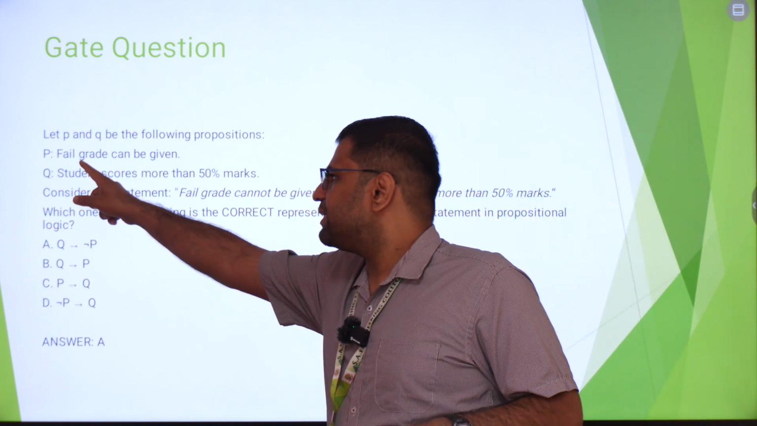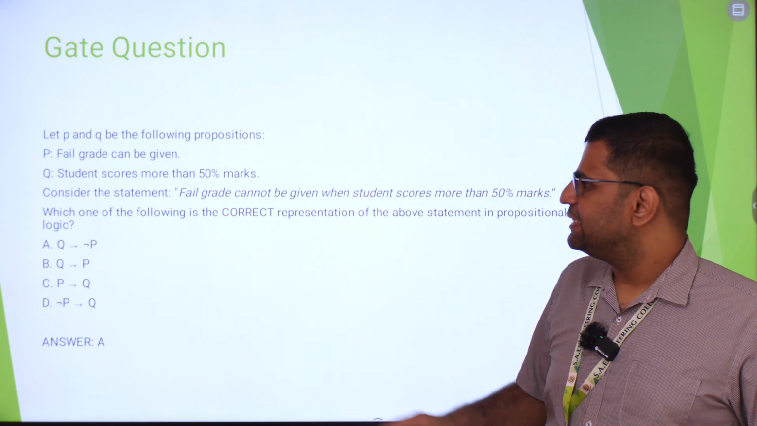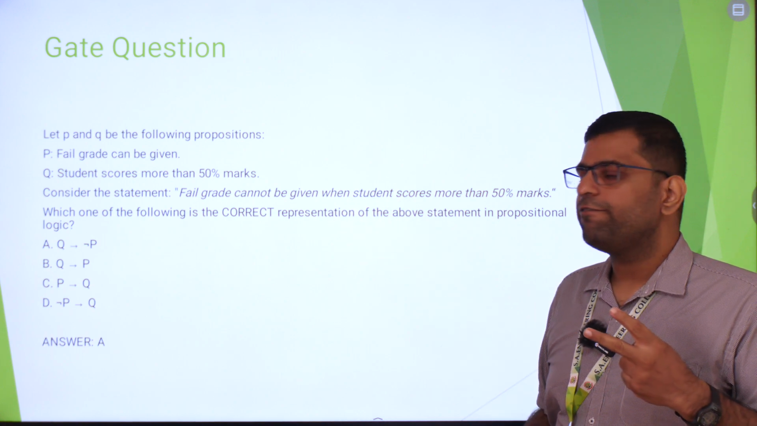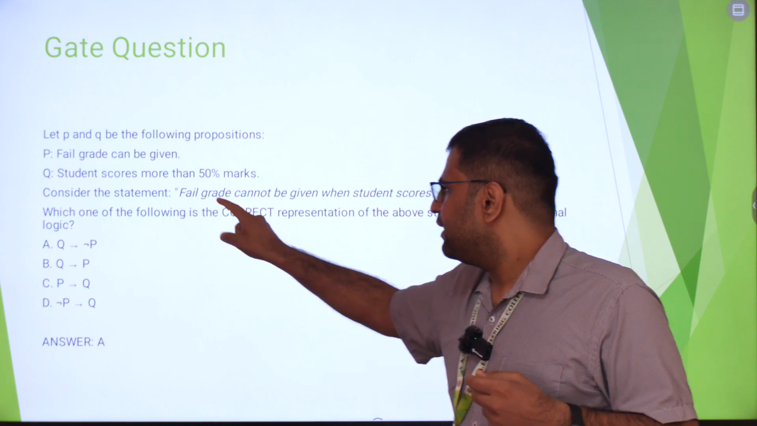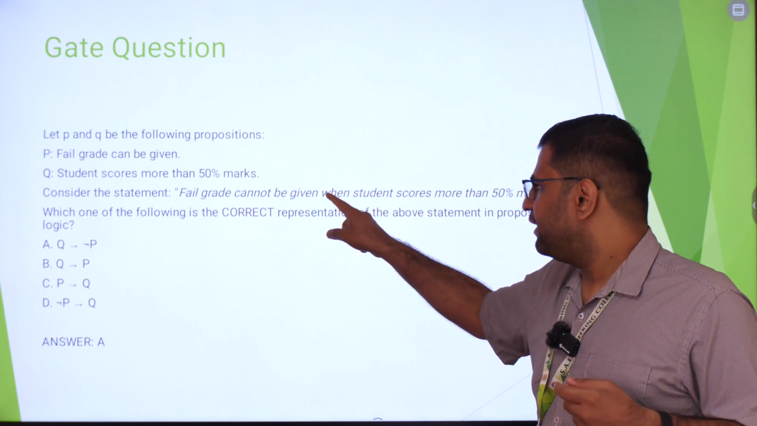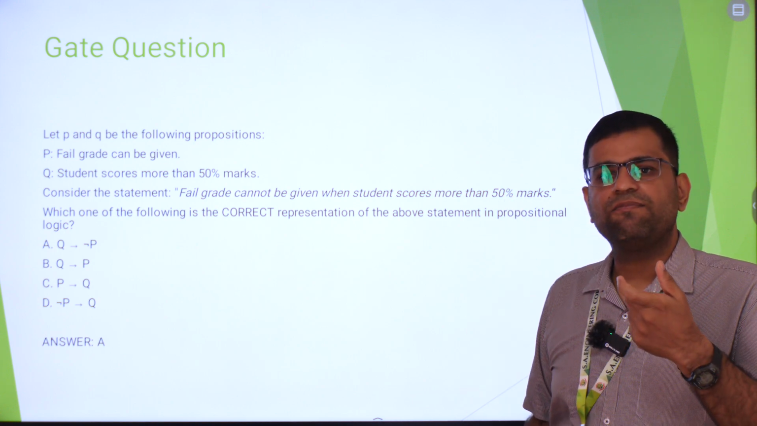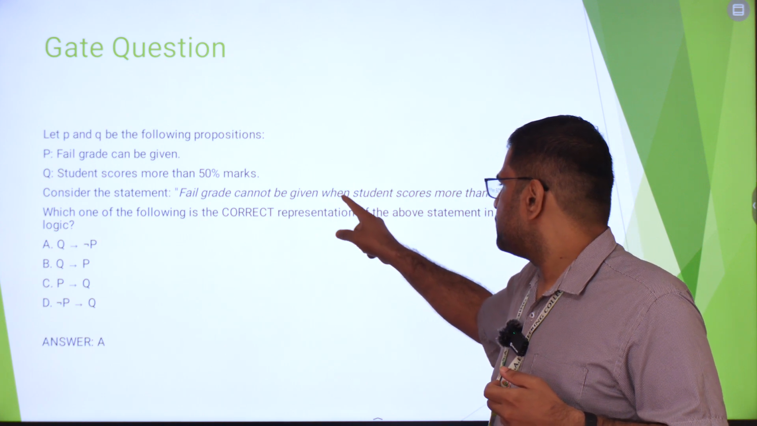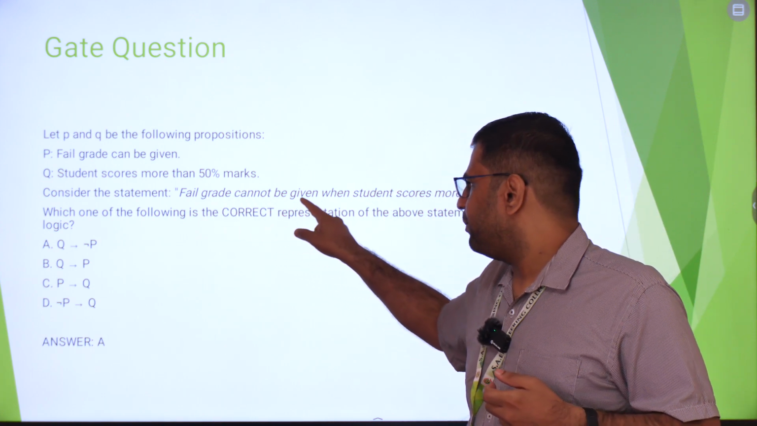The first proposition says a fail grade can be given. The second proposition says the student scores more than 50% marks. So if the fail grade can be given, they are giving a statement: a fail grade can be given when students score more than 50% marks. So we have to see the if-then statement here. If the student scores more than 50% marks, then a fail grade cannot be given.